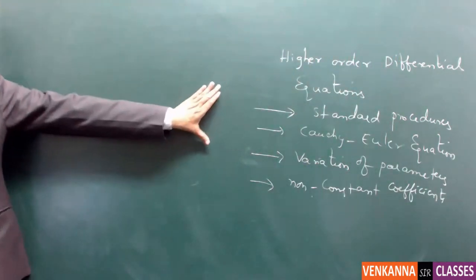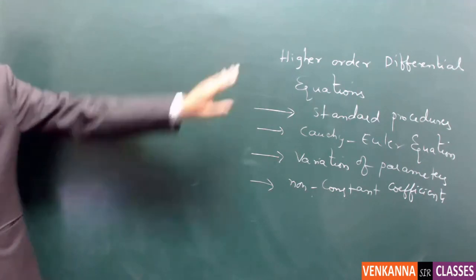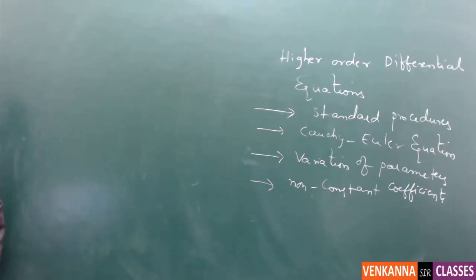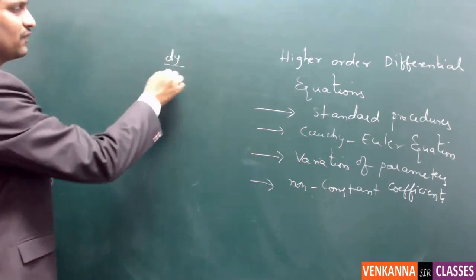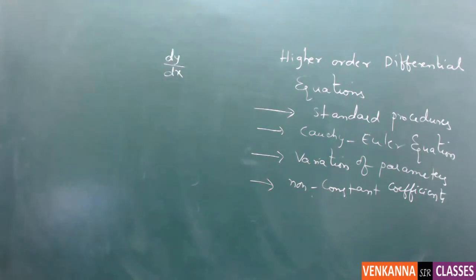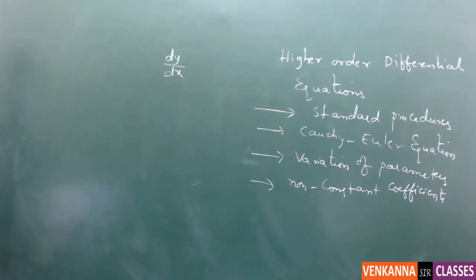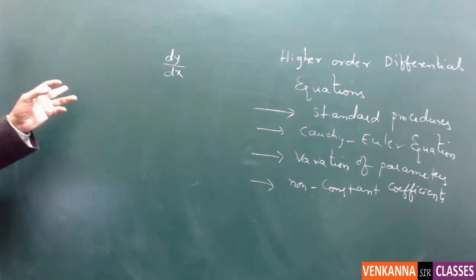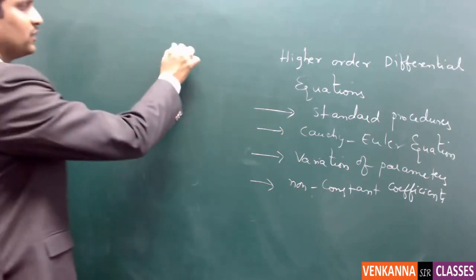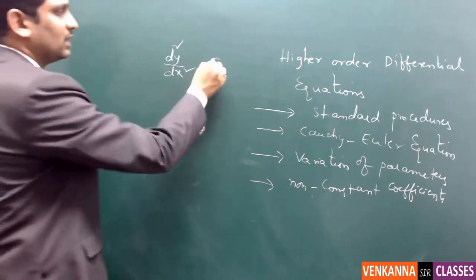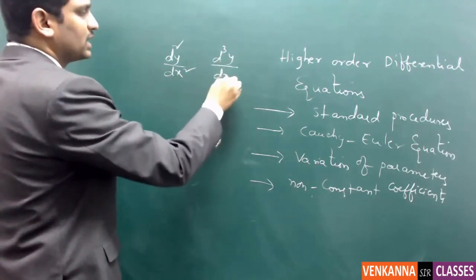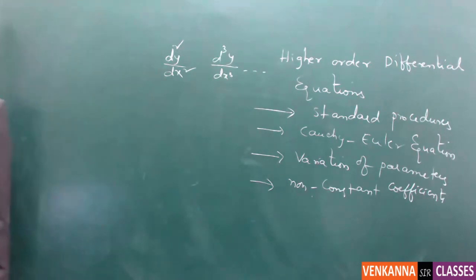So these are the procedures available under this category of higher order differential equations. So far we have discussed first order differential equations. It is nothing but an equation involving dy by dx only. It has order 1. Now we are going to discuss the solutions of d square y by dx square, d cube y by dx cube, and so on. So, an equation involving the differentials of second and higher orders.